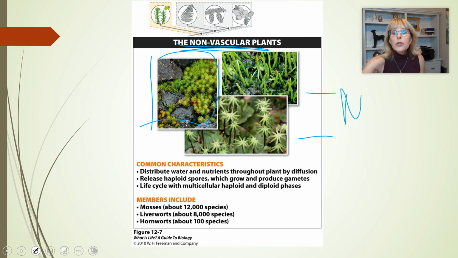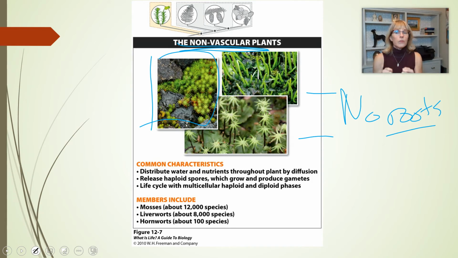They also have no roots. If we had some in front of you and you dissected it, you would see things called rhizoids. Rhizoids are parts of the non-vascular plant that look a little bit root-like. It's not considered a root because there are no tubes in it. It is still non-vascular, but it does attach the moss to the soil.